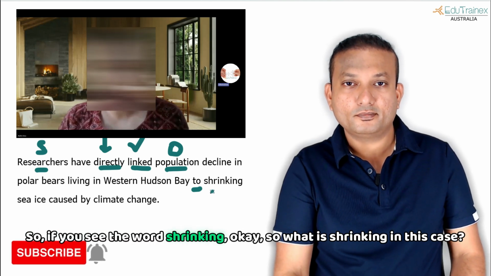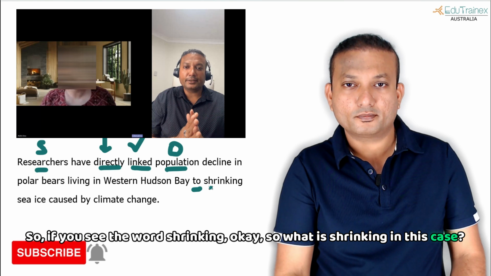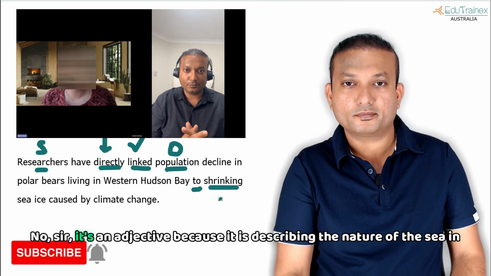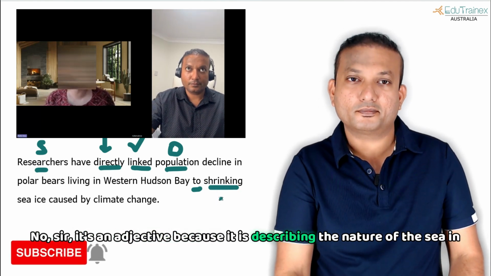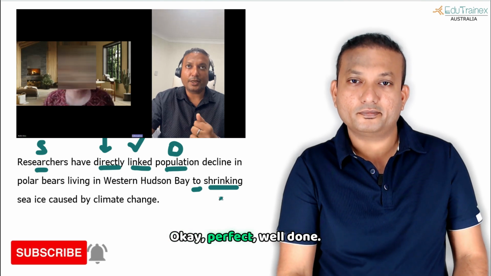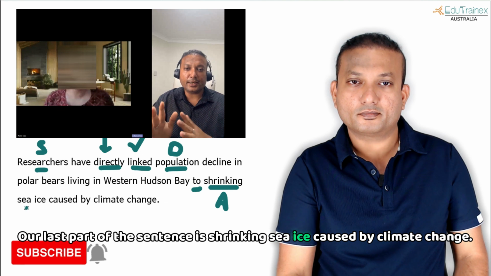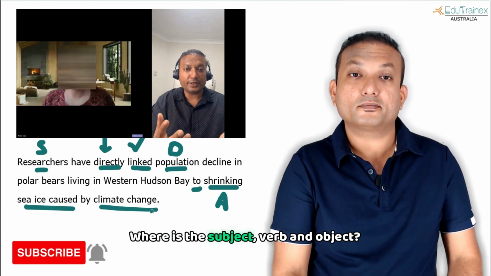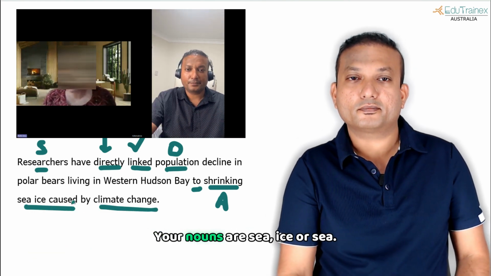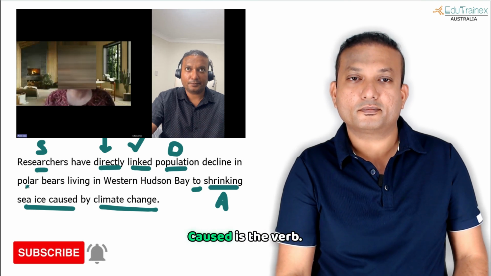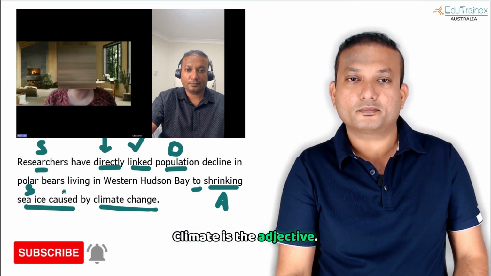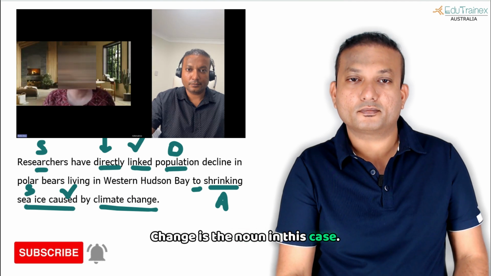So if you see the word shrinking, okay, so what is shrinking in this case? Looks like a verb to me. No, sir, it's an adjective because it is describing the nature of the sea in this case. Okay, perfect, well done. Now last part of the sentence is shrinking sea ice caused by climate change. Where is the subject, verb and object? Here nouns are sea, ice or sea. Caused is the verb. Climate is the adjective. Change is the noun in this case.